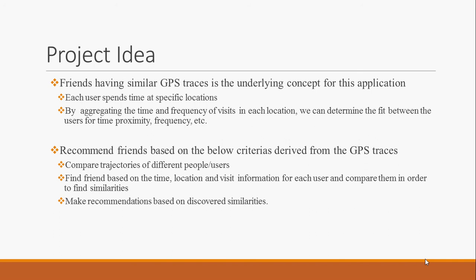So then we worked on coming up with friend recommendations based on the criteria, looking at the trajectories of the different people and the time, location, and visitor information for each user. We'd compare them and then make a recommendation based on certain similarities. But really, once that table of similarities is built, any number of criteria could be developed.